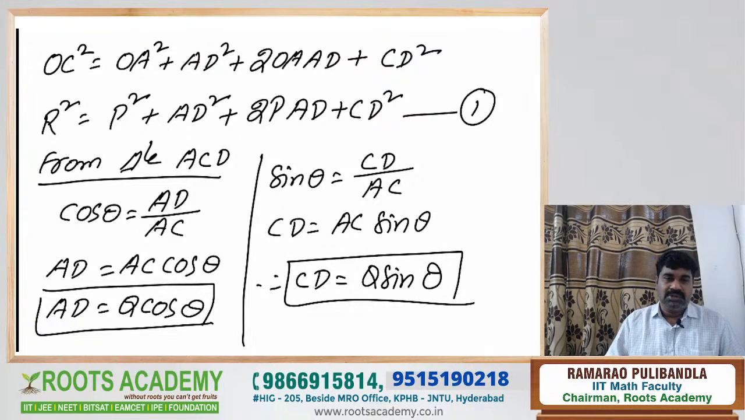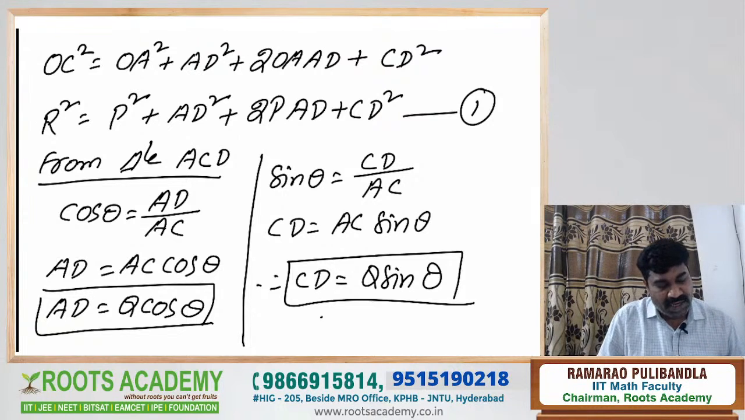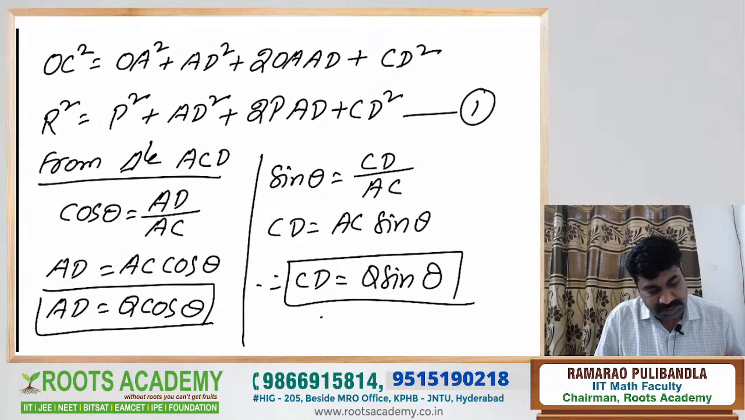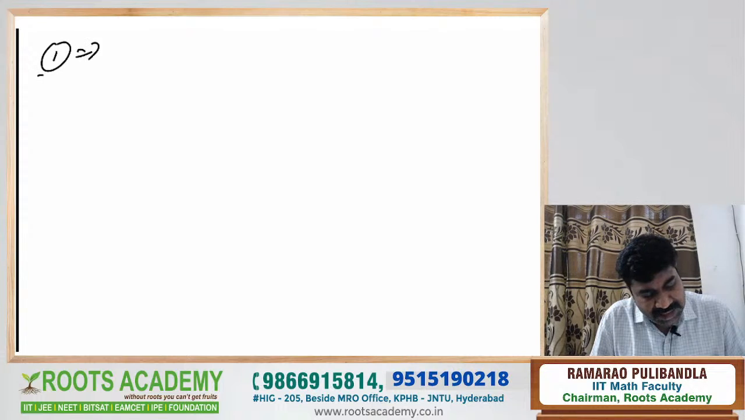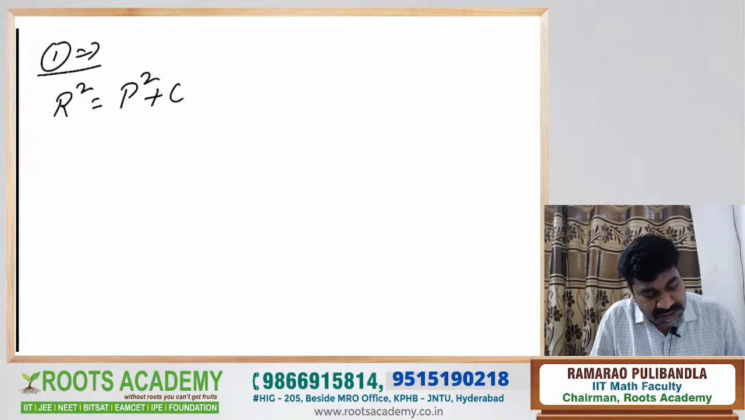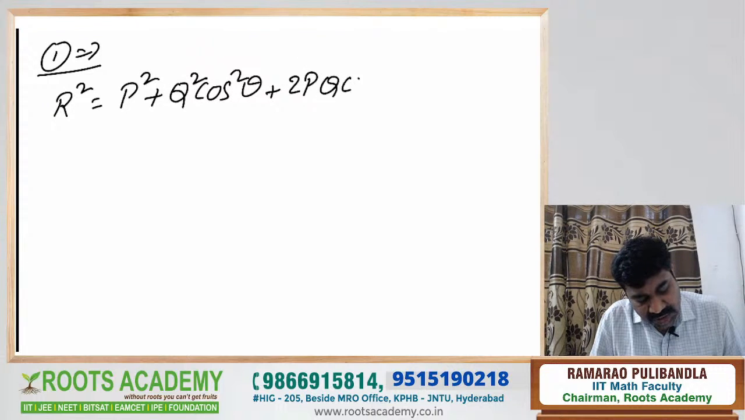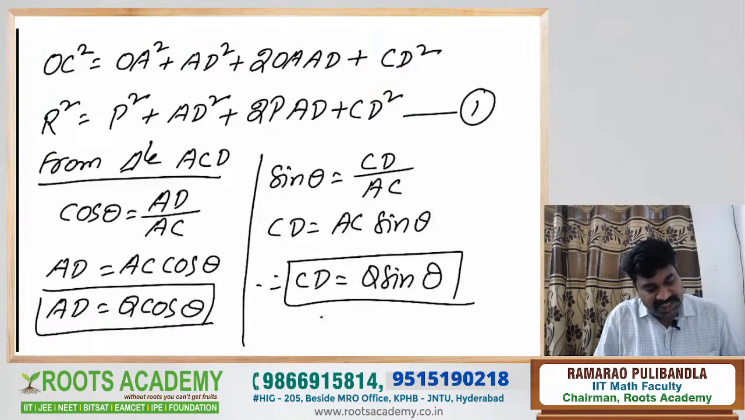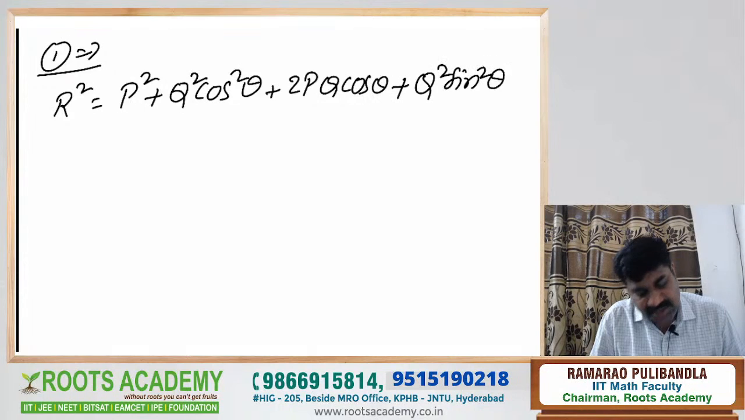Now we want to substitute the AD and CD values in equation number 1. Equation number 1 implies R square is equal to P square plus AD square. AD is Q cos theta, so Q square cos square theta, plus 2P into AD, which is Q cos theta, plus CD square. CD is Q sin theta, so Q square sin square theta.